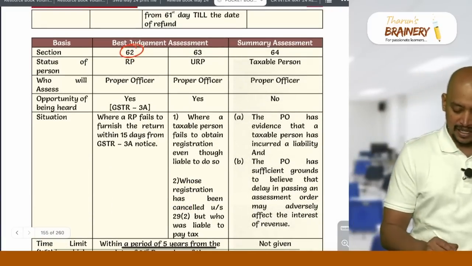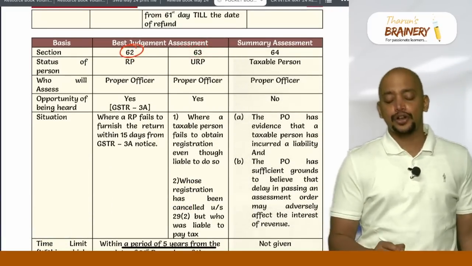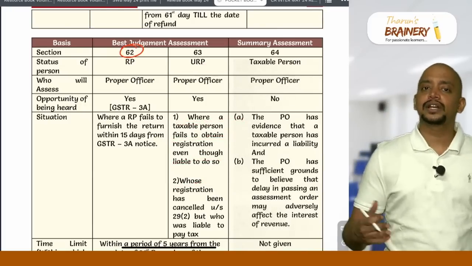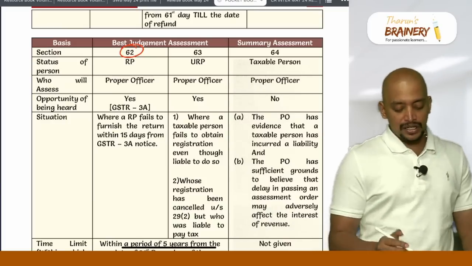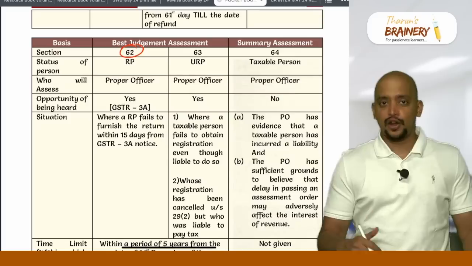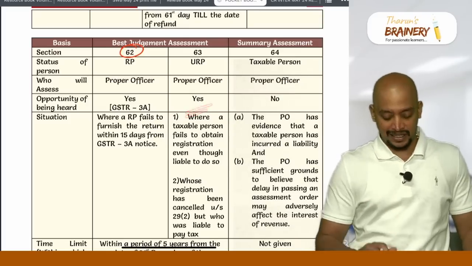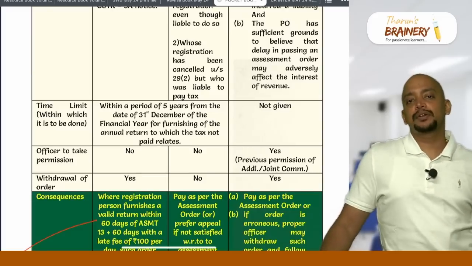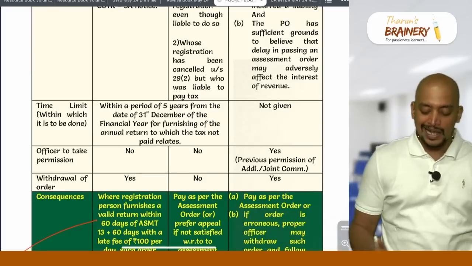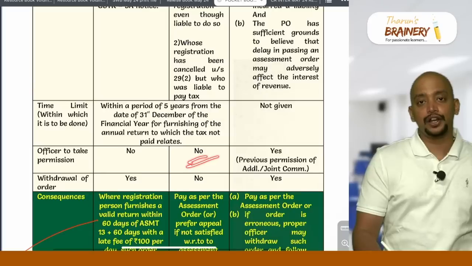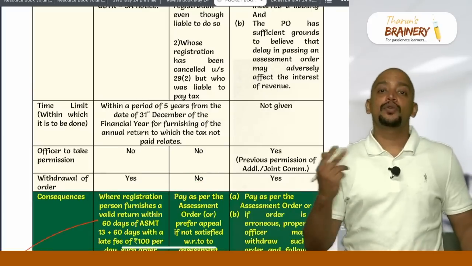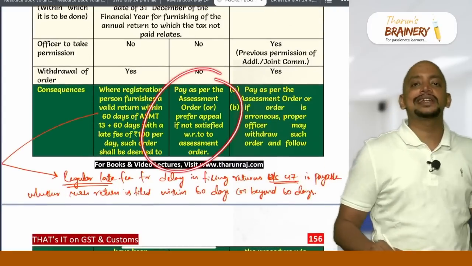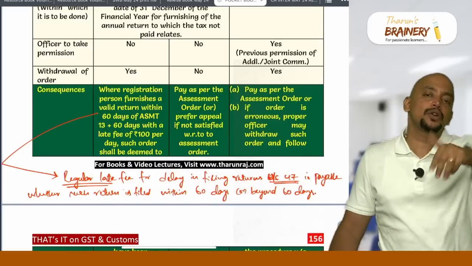Whereas there is another best judgment assessment under section 63. This is on the unregistered person, where a taxable person failed to obtain registration or his registration got cancelled but still there is some pending liability. In that case, the proper officer will do the assessment, and an opportunity of being heard, a notice, will be given before passing the best judgment assessment order. The time limit for this order is also the same: within 5 years from the due date of furnishing the annual return for the relevant financial year. The officer needs no permission, and there is no withdrawal of order. Whatever withdrawal of order we have seen in section 62 is not applicable in this case. So consequences: either pay as per the assessment order, or if you are not satisfied, go for an appeal.